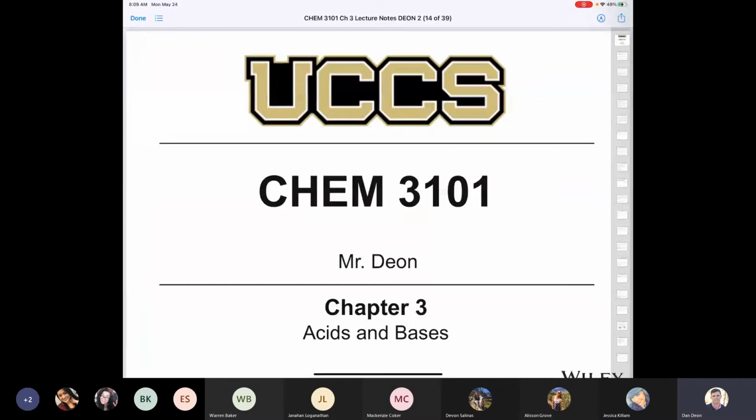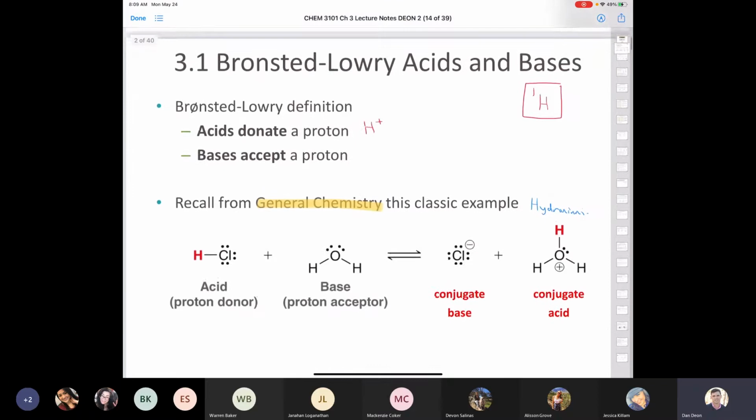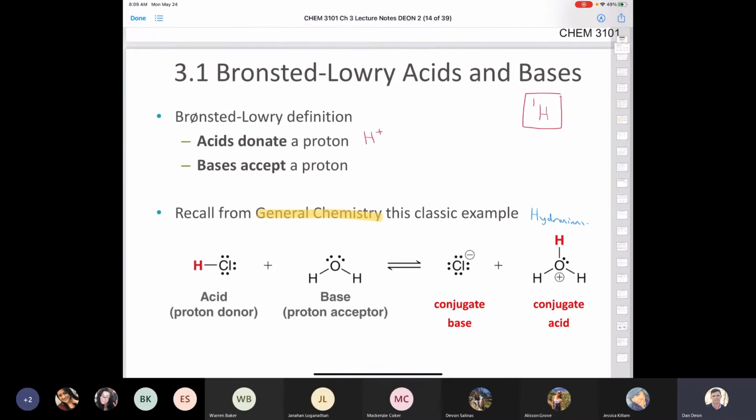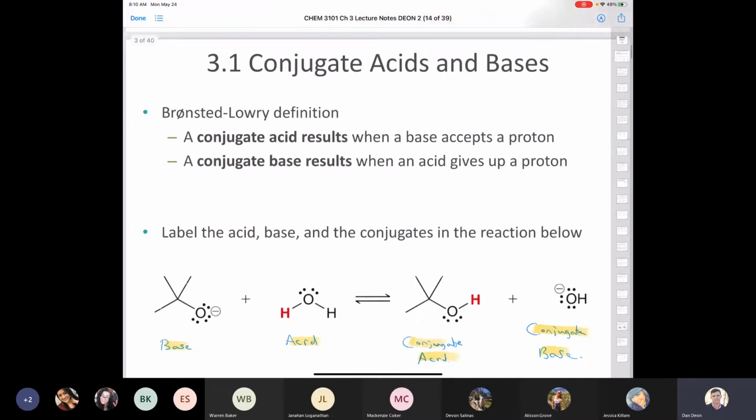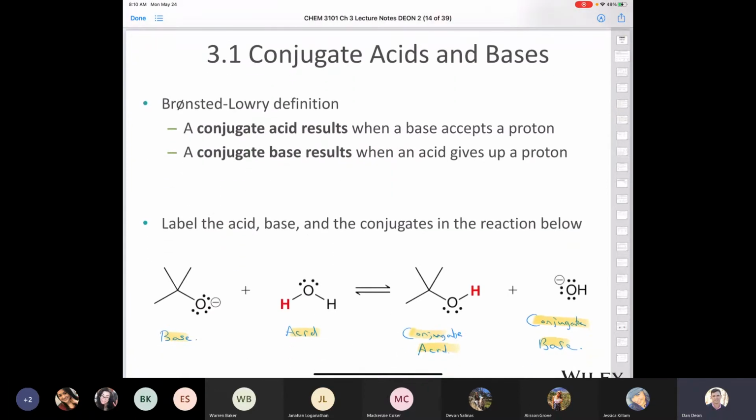All right, Chemistry 3101. Last class, we started this chapter on acids and bases, and I just want to quickly review some of what we discussed last class. We talked about the Bronsted-Lowry definition of acids and bases. A Bronsted acid is a substance that donates a proton, H+, whereas a Bronsted base is a substance that accepts a proton. And so we spent some time labeling acids and bases, and from there, we talked about what a conjugate acid and a conjugate base is.